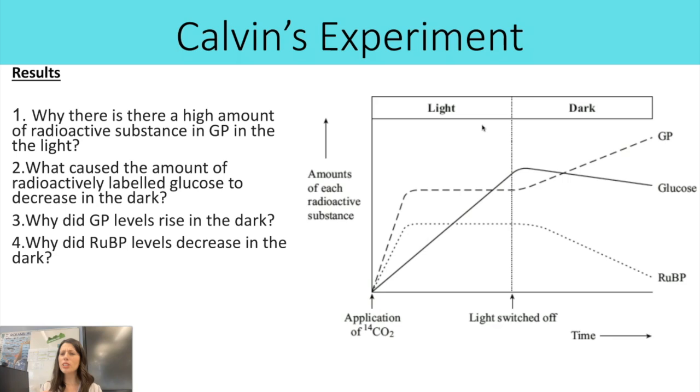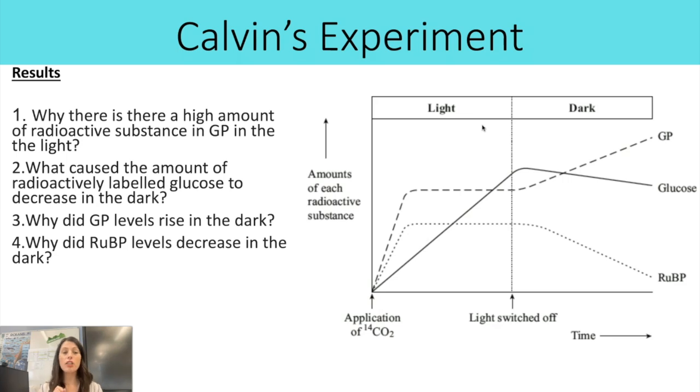Sometimes it's asked as a comparison to RUBP, and the idea here is thinking about how many carbons each of those compounds contains. GP is a 3-carbon compound, but you have 2 GP molecules within that Calvin cycle. You only have one RUBP, and that's a 5-carbon compound. So you're always going to have a higher amount of radioactivity in GP compared to RUBP because it contains more carbons, and it is the carbon that is radioactive.